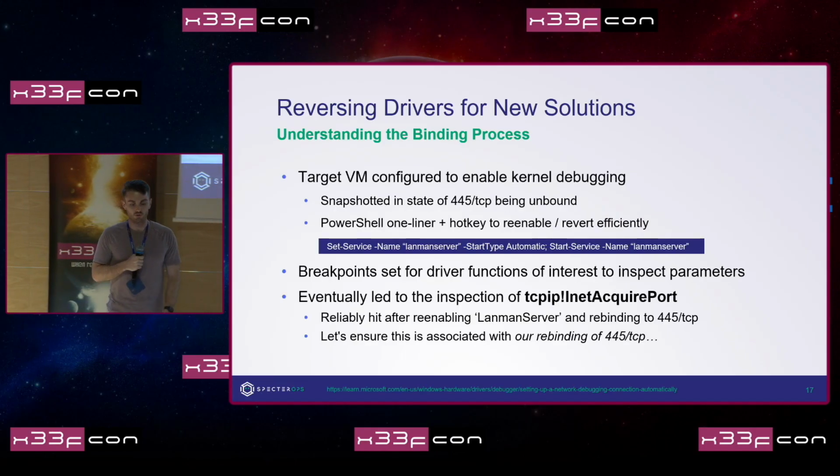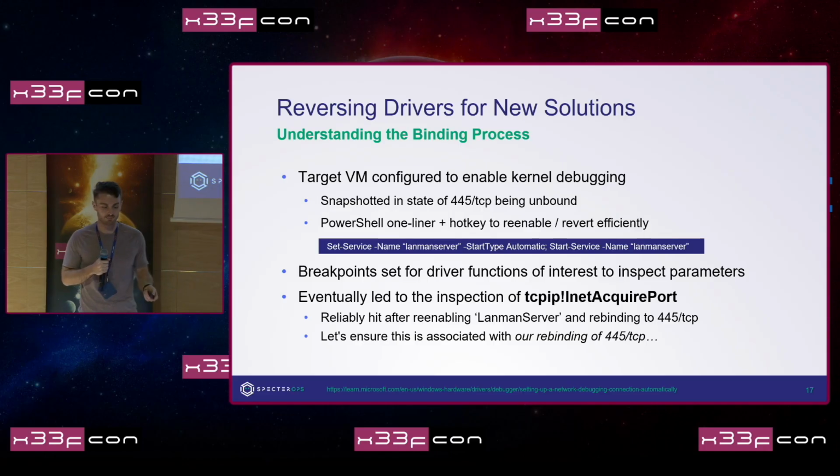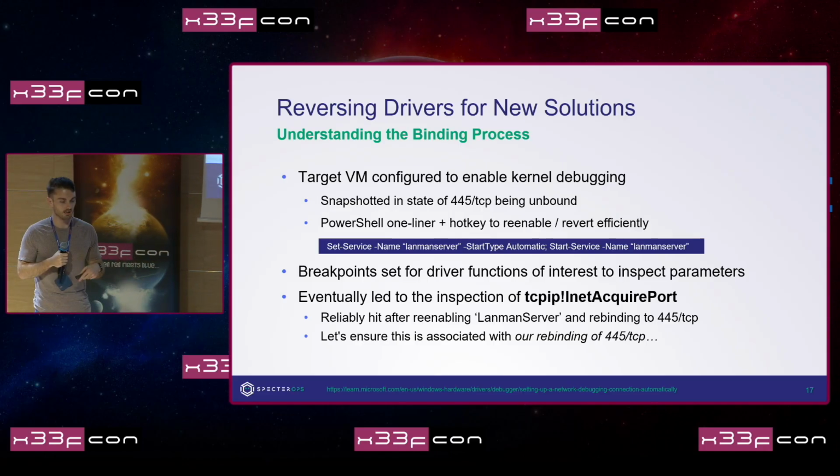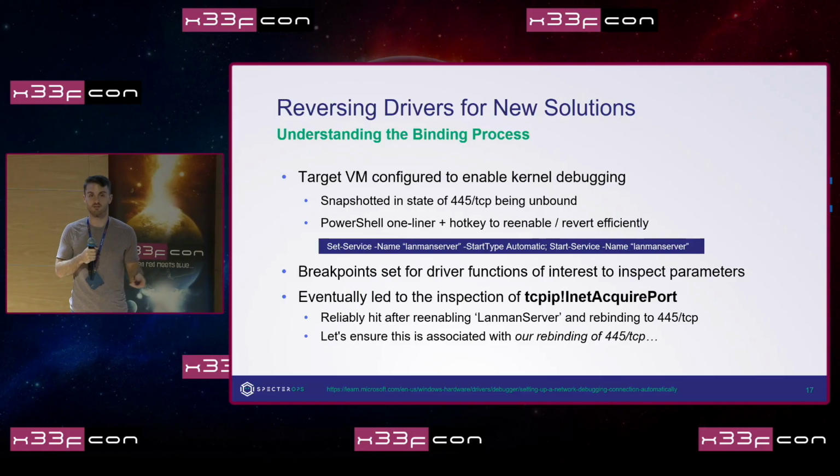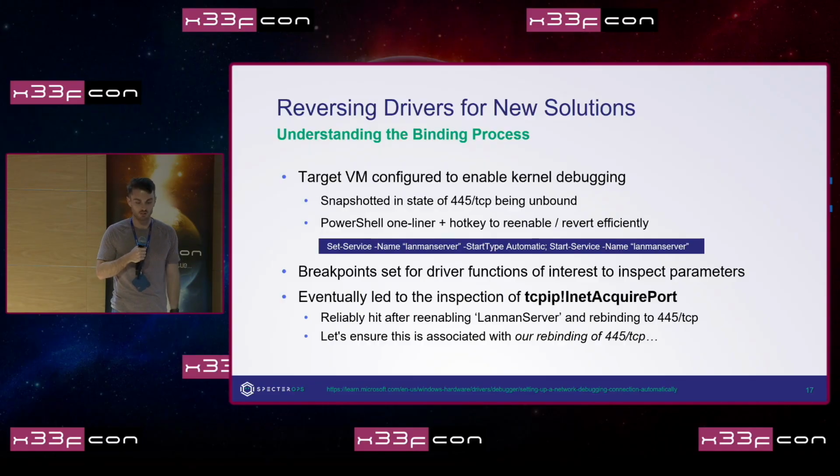So we configure kernel debugging. This was actually the first time I had ever configured kernel debugging. It was less arduous than I expected. Configure that on a remote host, and snapshot the host when 445 is unbound. Like I mentioned before, you disable the LanmanServer service, reboot the host, and it's unbound. I snapshot it because hopefully I'm going to start doing dynamic analysis, and we will be re-enabling the service regularly to get a better understanding of what's happening. So we write this PowerShell one-liner and hotkey it so I can revert the snapshot, re-enable the LanmanServer service, revert the snapshot, re-enable it, and start setting breakpoints.